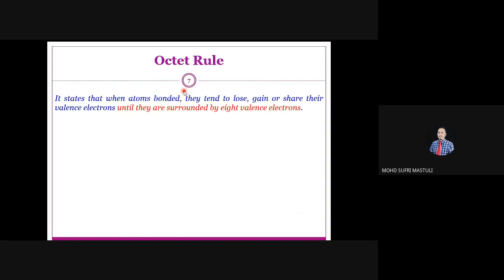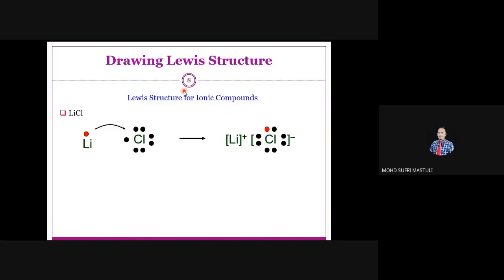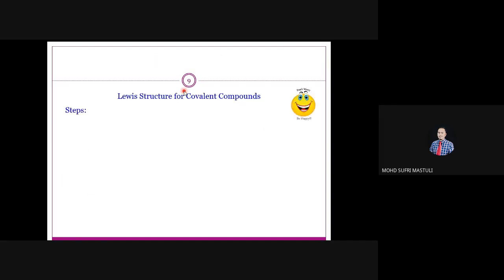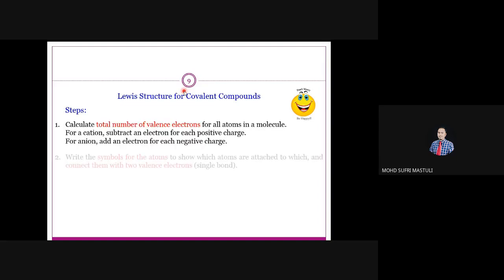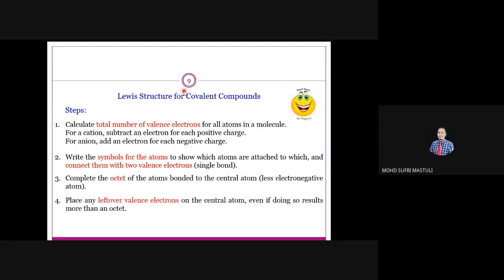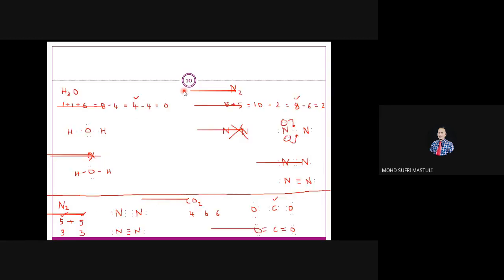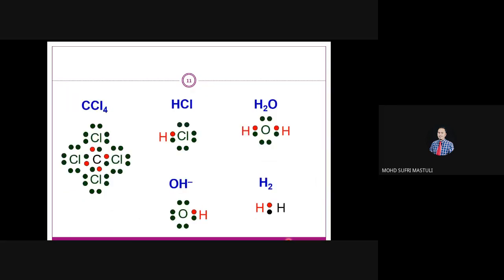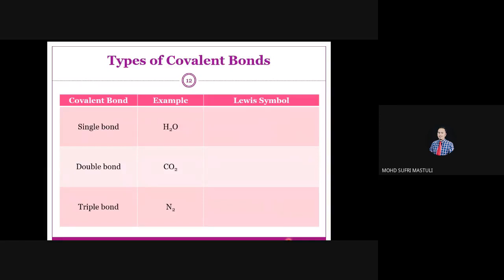Spend some time to understand what the octet rule is, and then how to draw the Lewis structure for ionic compounds and for covalent compounds. You can follow these steps or use my technique if you wish; it is up to you. And these are a few examples of covalent compounds. Please try to draw the Lewis structure for these examples, and observe the formation of single, double, and triple bonds.